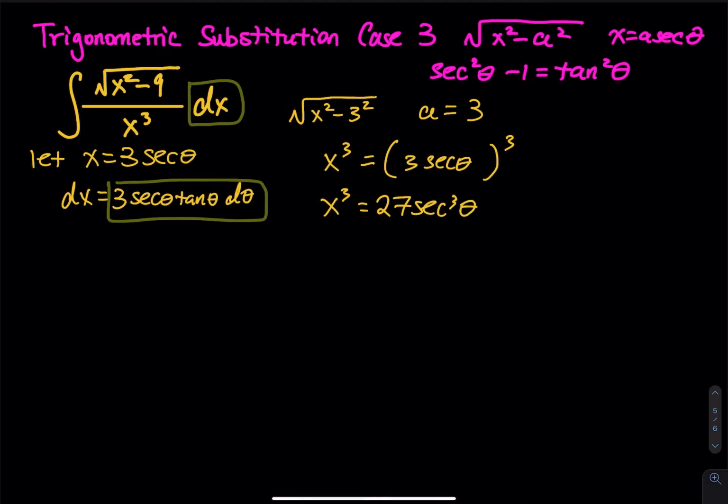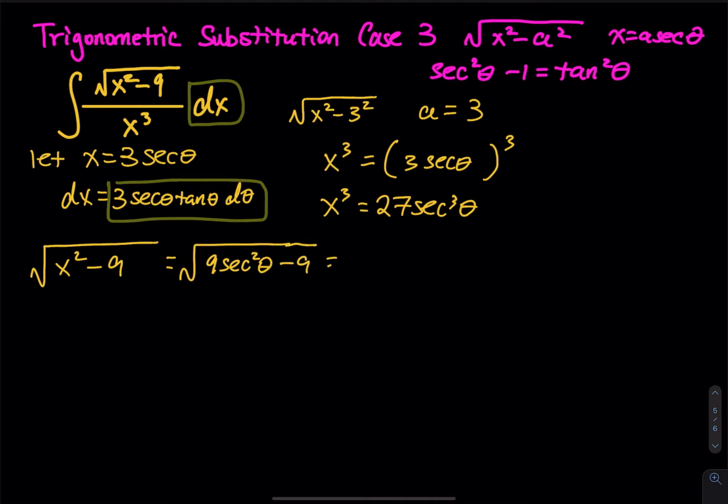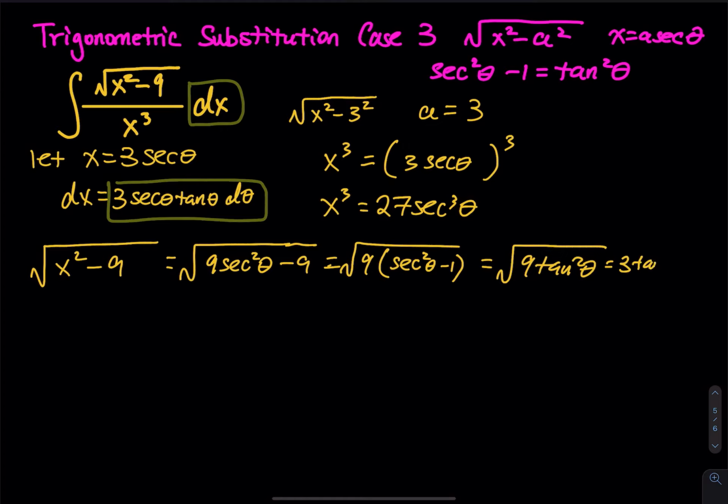And then what about the square root? The square root has x squared minus 9, so the x squared is 9 secant square theta, and then minus 9. Then we can factor out the 9. We have secant square theta minus 1, which is equal to tangent square, so the square root of 9 tangent square is equal to 3 tangent theta.